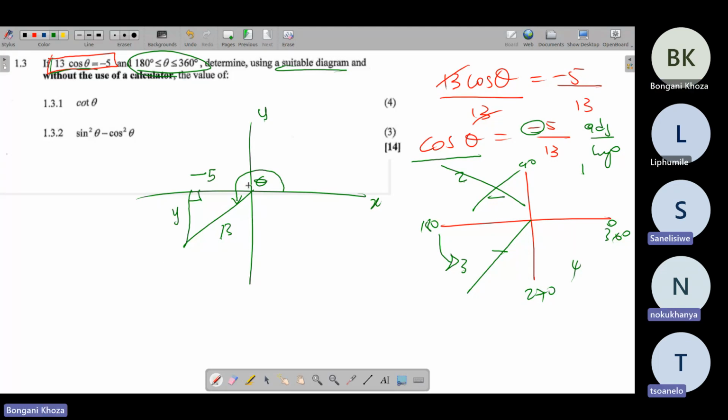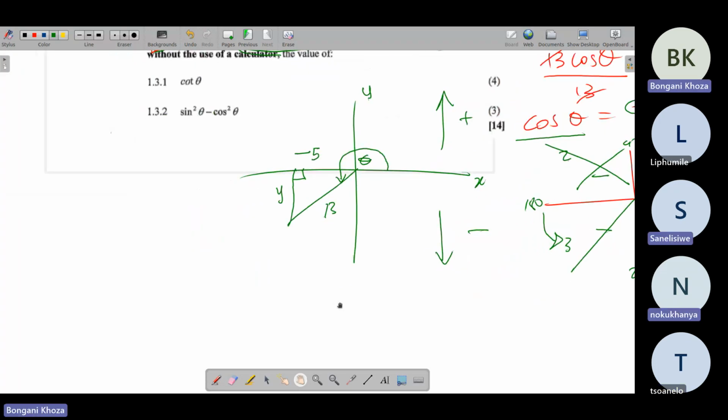Positive. Negative. Negative. Sorry, negative. Negative. Positive values are here. These ones will be negative. So we now have this triangle over here, a right angle triangle.